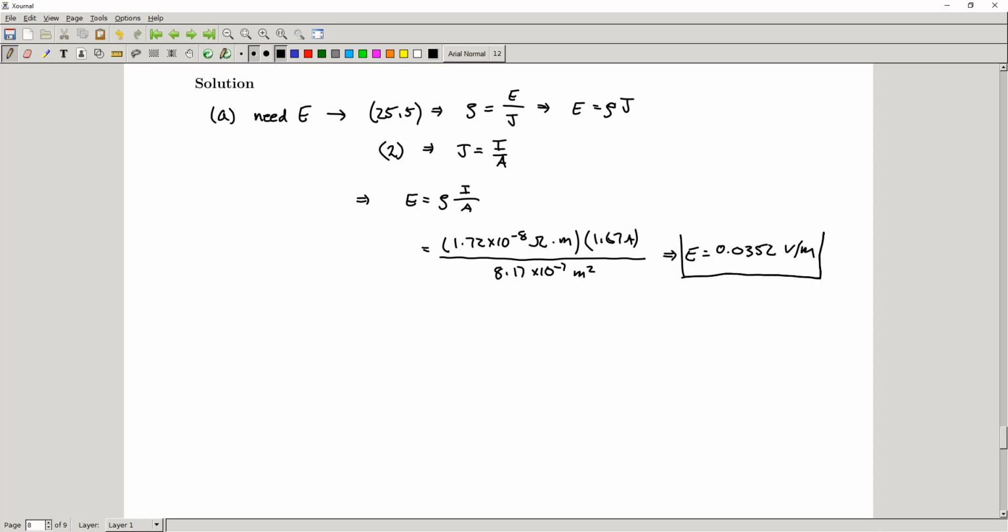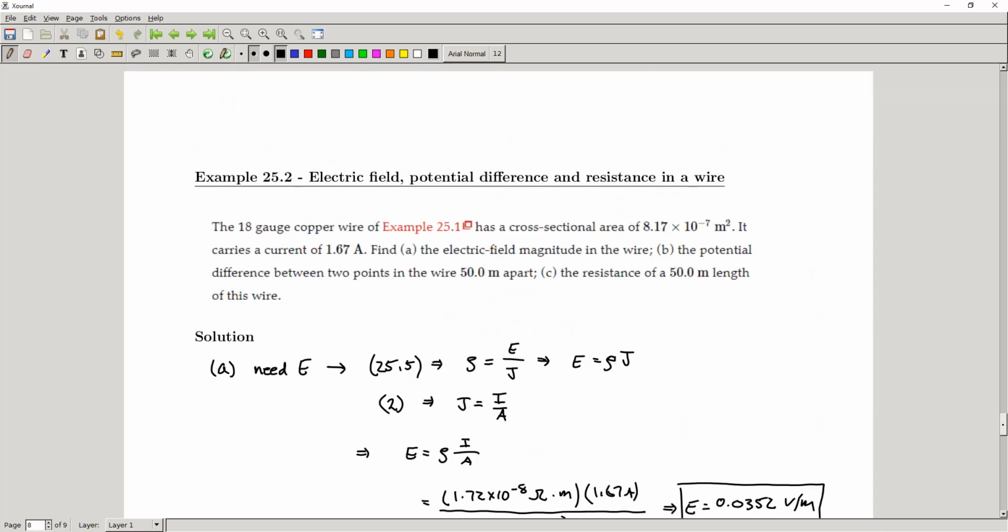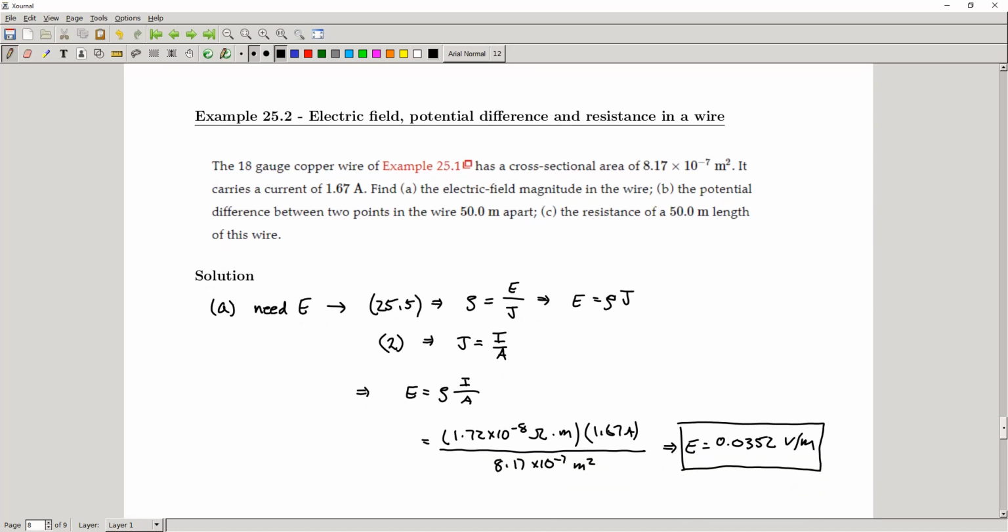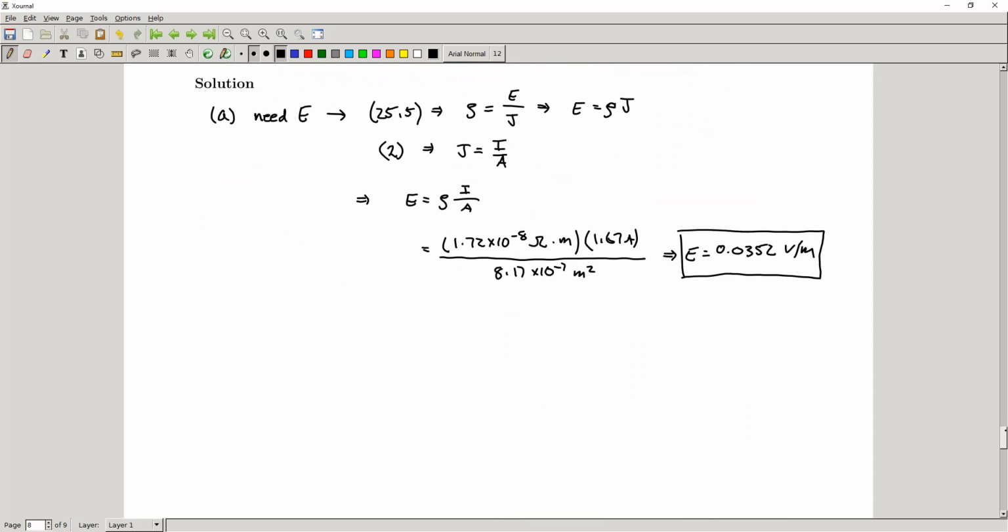And so that's the magnitude of our electric field in this conductor, and that's what we're looking for in part A. In part B, we want the potential difference between 2 points in the wire 50 meters apart. How would we find that? Well, in part B, we're simply going to use equation 2 again, but the other part of equation 2 that we wrote down, where V is equal to EL.